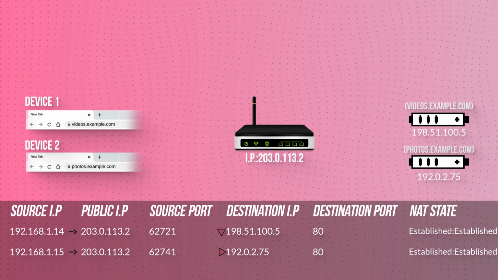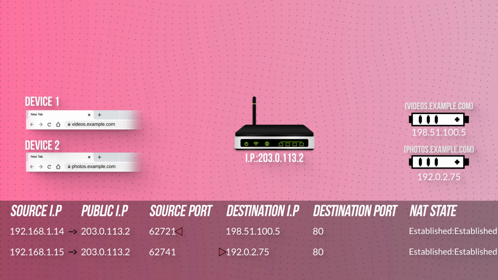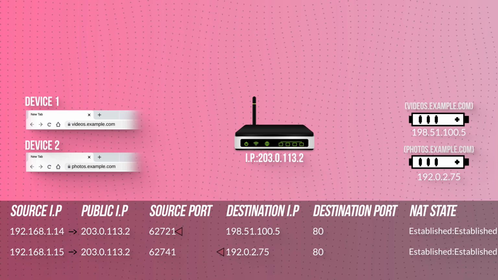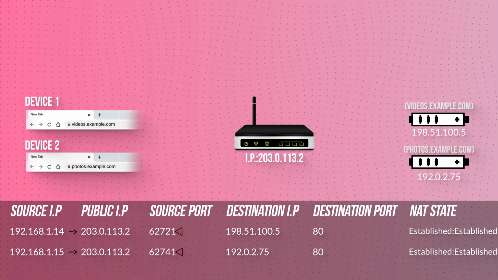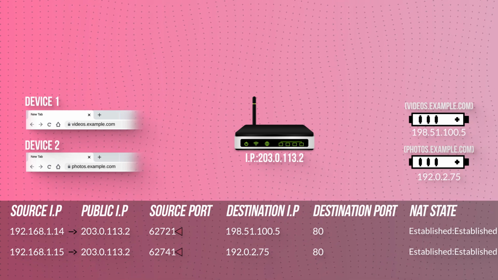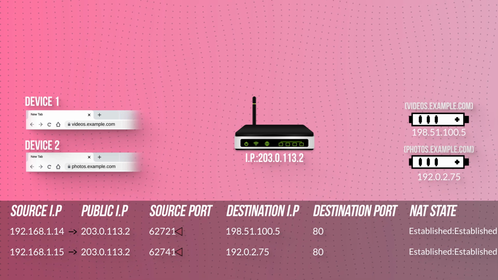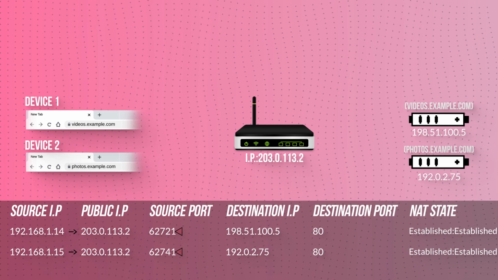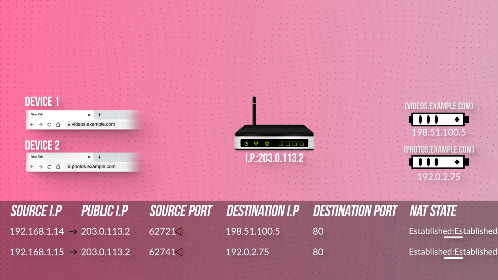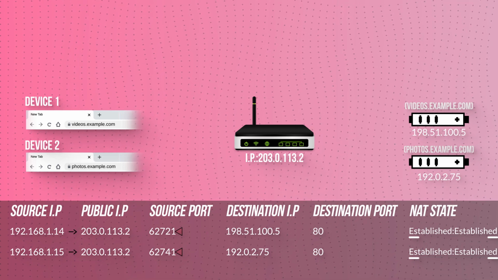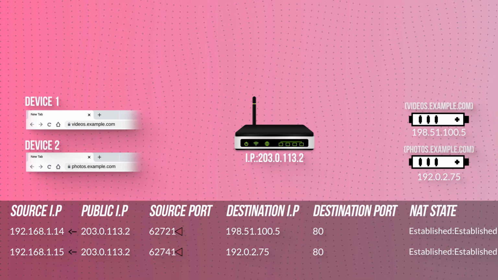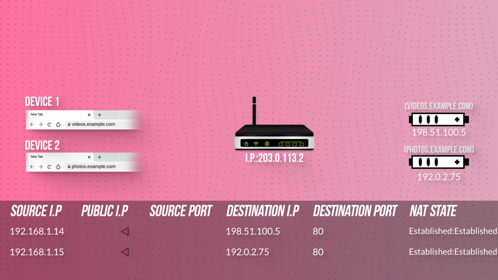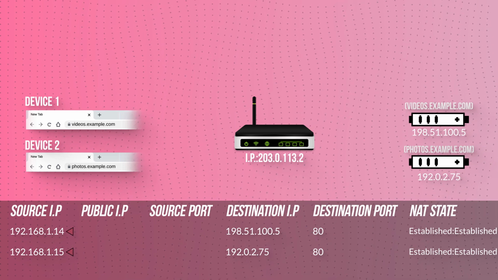When the server of videos.example.com sends its packet back on port 62721 and the server of photos.example.com on port number 62741, the router checks if NAT states are active on these two particular port numbers. If they are active, like in our case, the router translates the public IP address of the packets to their original private IPs, and it then forwards the packets to their respective devices.